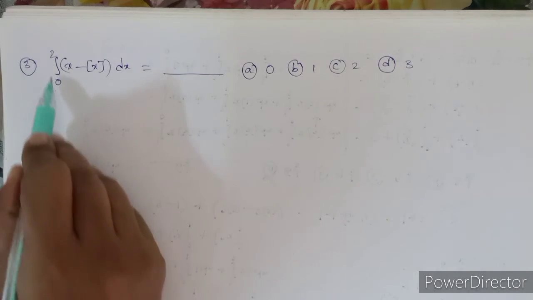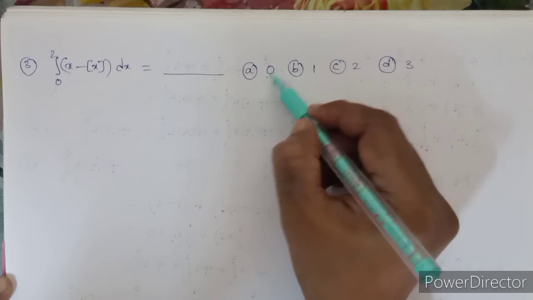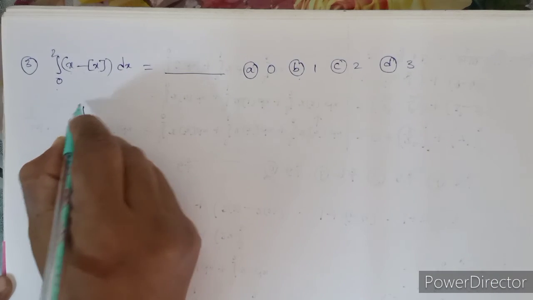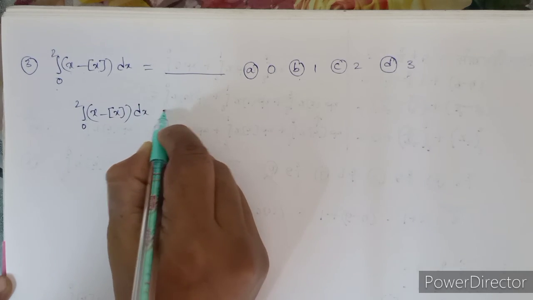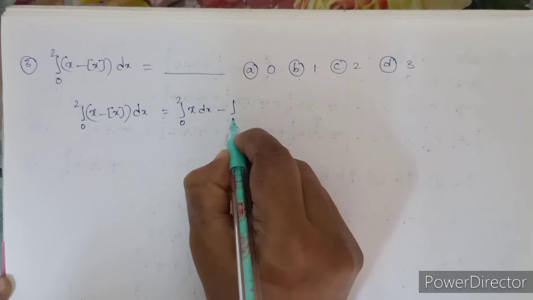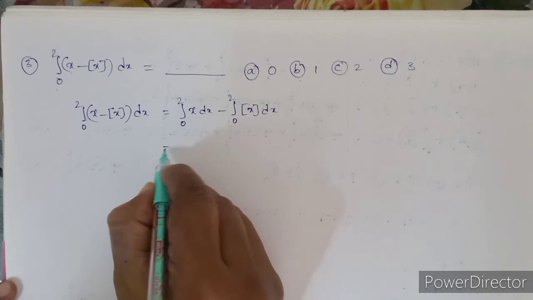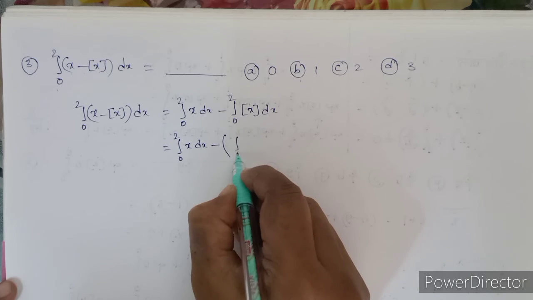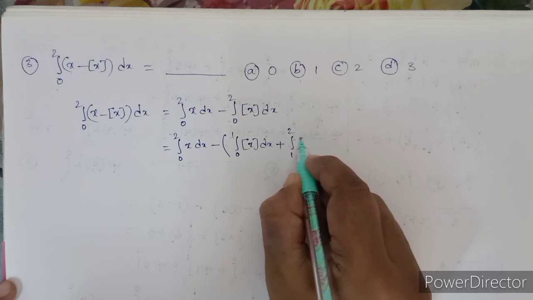Question is integral 0 to 2 x minus step x whole dx. Here also options are there, A 0, B 1, C 2 and D 3. Integral 0 to 2 x minus step x. We write it as integral 0 to 2 x dx minus integral 0 to 2 step x dx. Integral 0 to 2 x dx minus, we write it as integral 0 to 1 step x dx plus integral 1 to 2 step x dx.